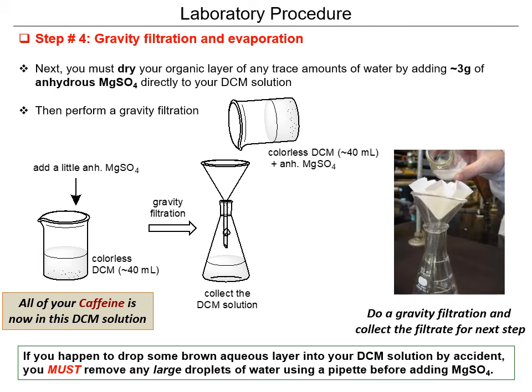Note that if you happen to drop some brown aqueous layer into your DCM solution by accident, you must remove any large droplets of water using a pipette before adding magnesium sulfate.